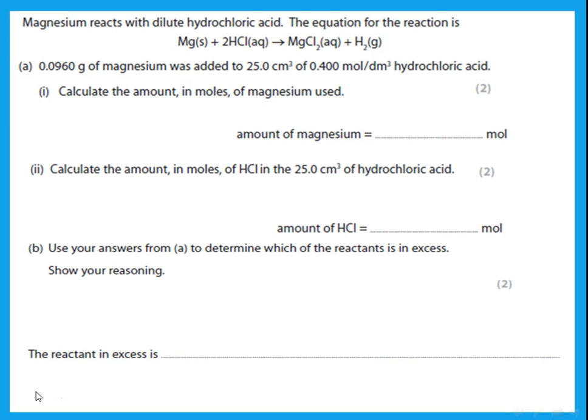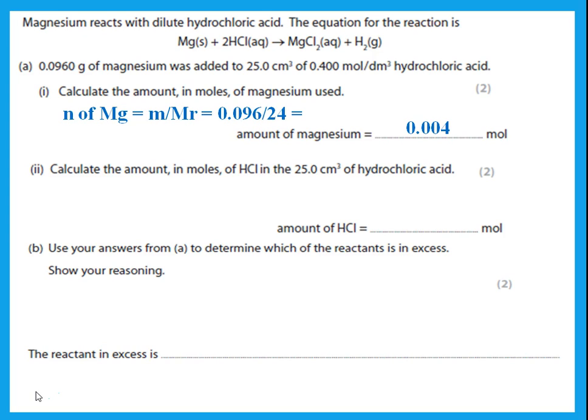Okay? Magnesium reacts with dilute hydrochloric acid. The equation for the reaction is this. And he says 0.096 grams of magnesium was added to this of hydrochloric acid. First of all, calculate the amount in moles of magnesium. What is the number of moles of magnesium? Number of moles is mass over molecular mass, because he's giving me a mass in grams. So the 0.096 over the 24, that comes out to be 0.004 mole.